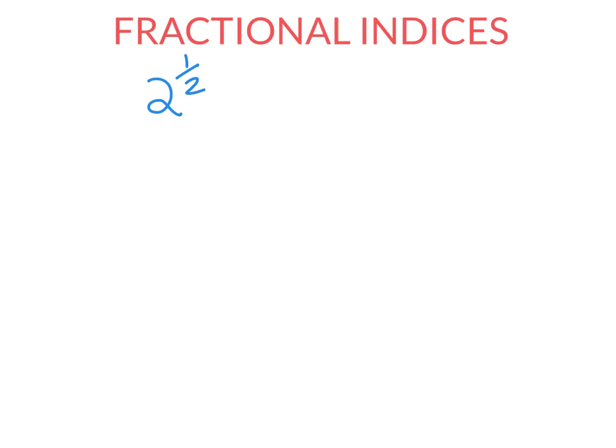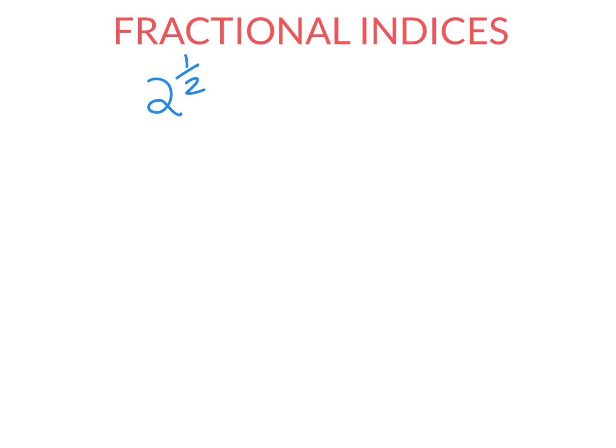Thank you so much for tuning into this video in which we will look at fractional indices. So let's start by looking at 2 to the power of a half. What is that? Well, you can't actually multiply 2 by itself half the time. That doesn't make any sense at all. So how is this even possible?